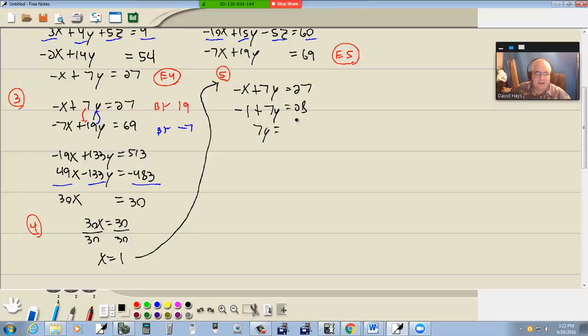I mentioned I'm no good at these. Let's try it again. That should be 27. Take negative 1 over. Then I got 27 plus 1, which gives us 28. Divide both sides by 7. And we get y is equal to 4.